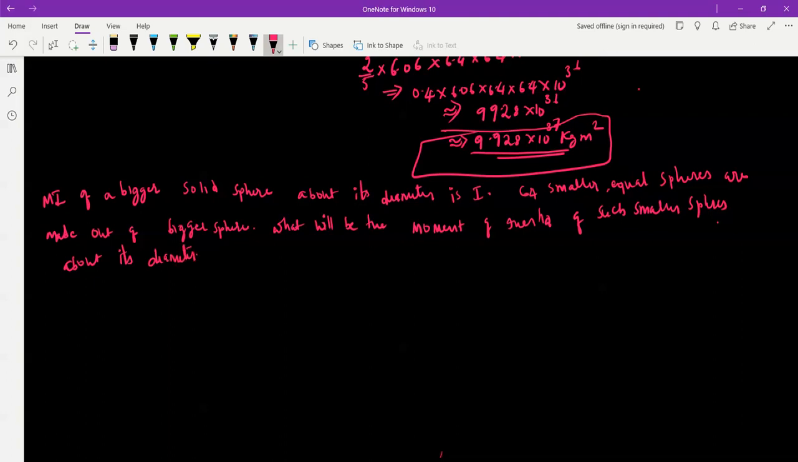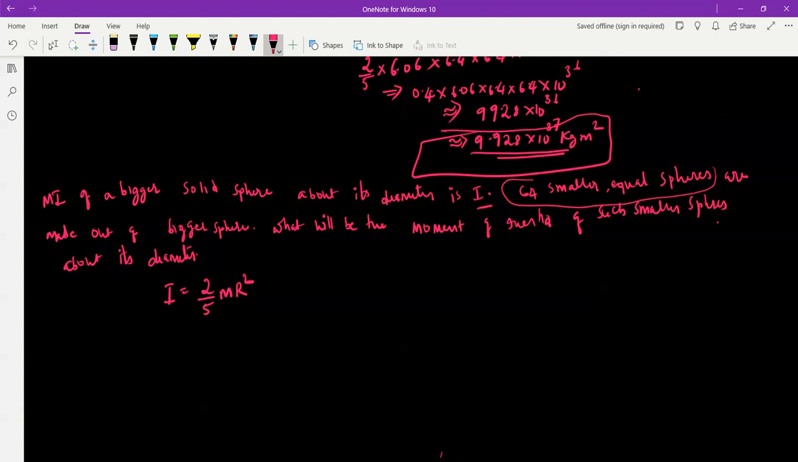So what they are asking: the moment of inertia of a solid sphere about its diameter is I. That sphere we have made into 64 smaller spheres of equal size. So what will be the moment of inertia of such 64 smaller spheres? So the moment of inertia of the bigger sphere is I, that is equal to 2 by 5 mr square.